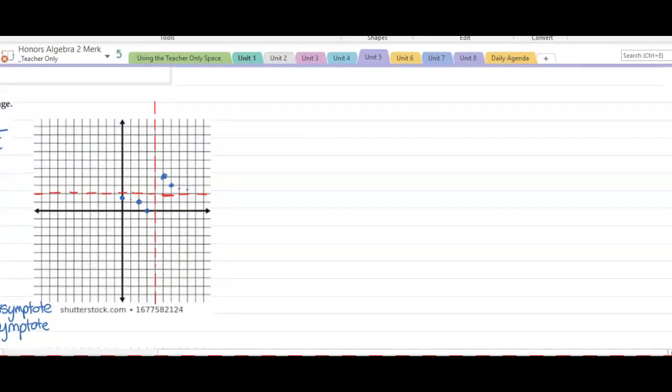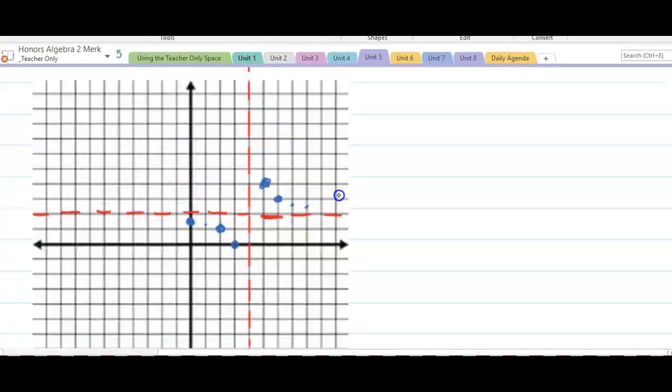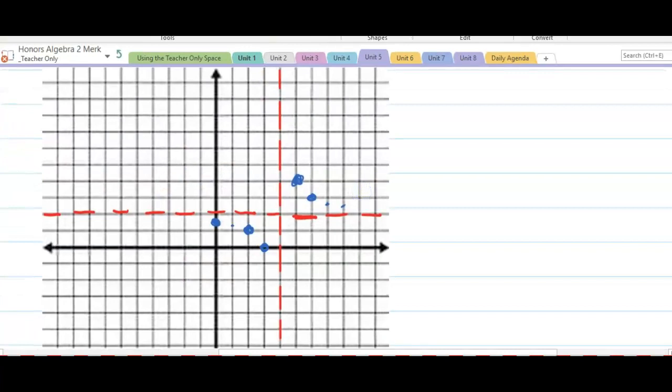So now, if we look at this a little closer, we've got some points so we can kind of tell where this graph is going to go. We just gradually connect them. Remember, we get closer and closer to these asymptotes, but we never cross them. And same right here. Closer to the asymptote, but not crossing.